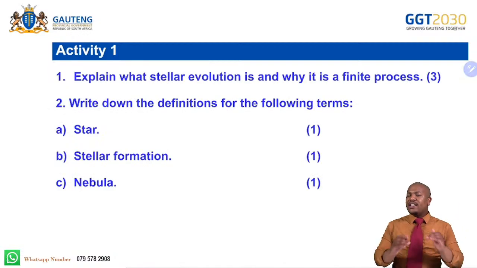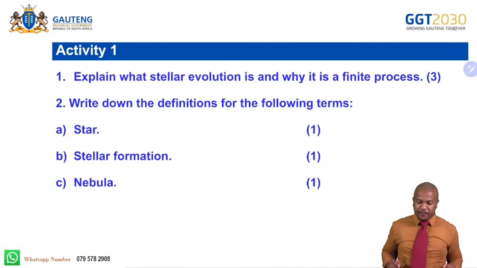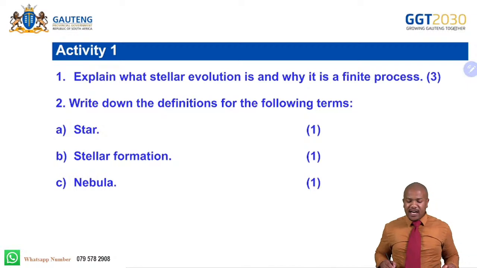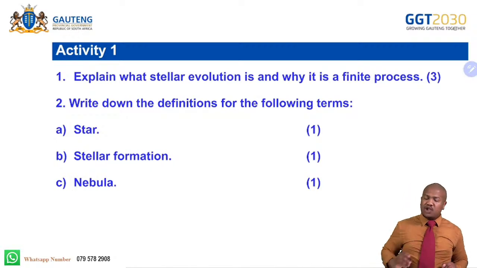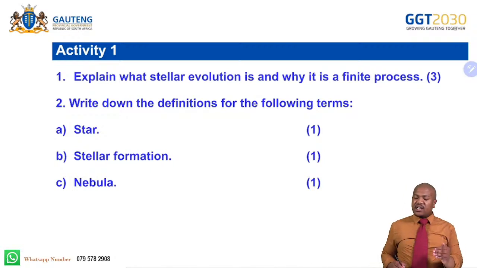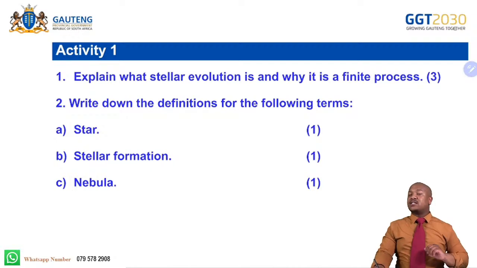So now let's just test ourselves quickly, right? With activity 1. Number 1 says: explain what stellar evolution is and why it is a finite process. Number 2 says: write down the definitions for the following terms: A, a star; B, stellar formation; then C, a nebula. So take 5 minutes of your time and complete this activity.